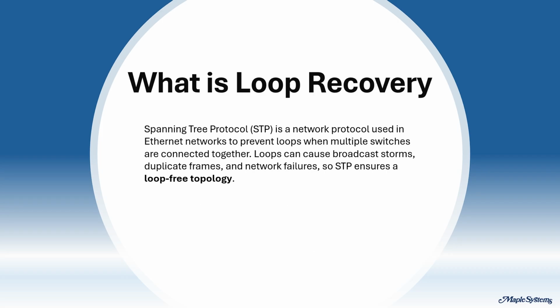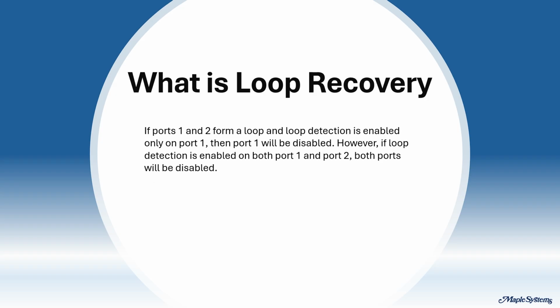So what is spanning tree protocol, or STP? It's a network protocol used in Ethernet networks to prevent loops when multiple switches are connected together. Loops can cause broadcast storms, duplicate frames, and network failures, so STP ensures a loop-free topology. As an example, if ports 1 and 2 form a loop and loop detection is enabled only on port 1, then port 1 will be disabled. However, if loop detection is enabled on both port 1 and port 2, both ports will be disabled.